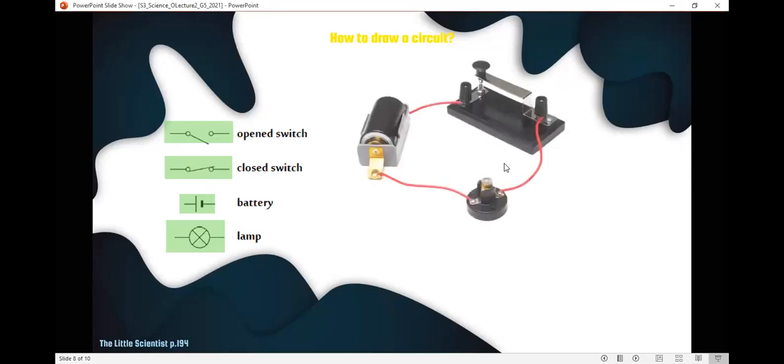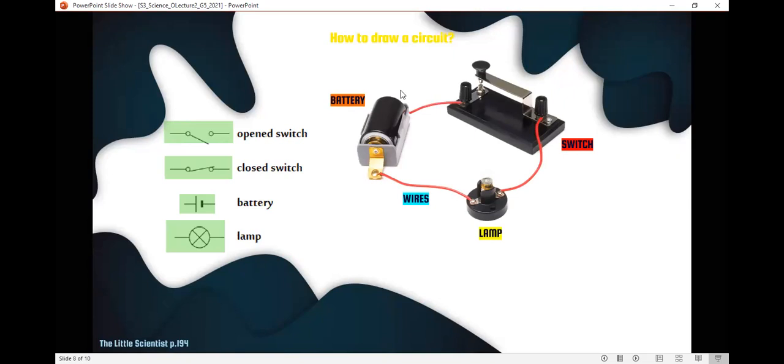Let's take this circuit as an example. What does it have? Tell me, what are the components of this circuit? Battery, light bulb, switch, lamp, and the wire.